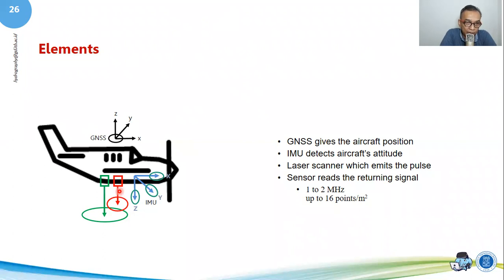The primary elements of the system are the positioning given by the GNSS, and of course the motion compensator, the IMU here, and the laser, and of course the sensors. So this is a short introduction on the LiDAR system for obtaining bathymetry in shallow and coastal water.